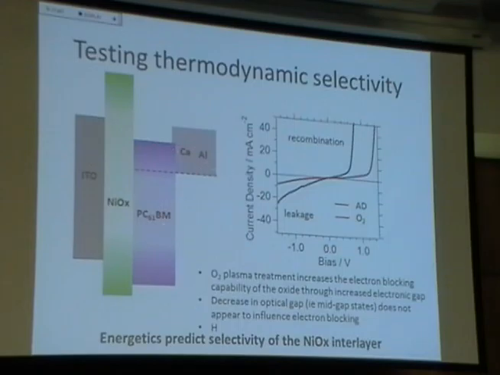Alright, so in forward bias, of course, I'm going to have electrons injected in from the metal through the LUMO of the PCBM, holes injected from the ITO into the nickel oxide. We have a nice recombination current in the forward bias. Alright, but what about in the reverse bias? Now we're looking at leakage, which in the simplest sense, I'm just going to say is charges going the wrong way, charges that we don't want to go that direction.